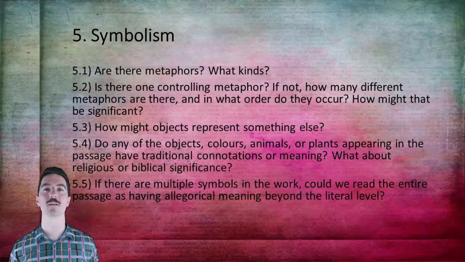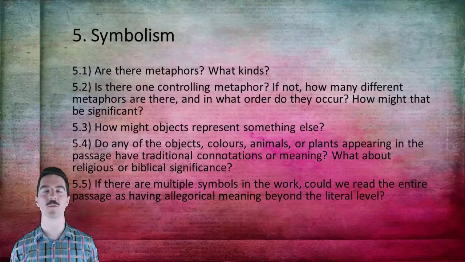Question 2, is there one controlling metaphor, which is where one metaphor is used almost as an extended metaphor to draw across the entire passage or the entire page. Question 3, how might objects in this passage represent other things? So this is symbolism in its purest state. How does that one thing send a message about something else or a broader concept? The way the character treats a dog or an animal or the weight stuff, how does that indicate something about them as a deeper person?